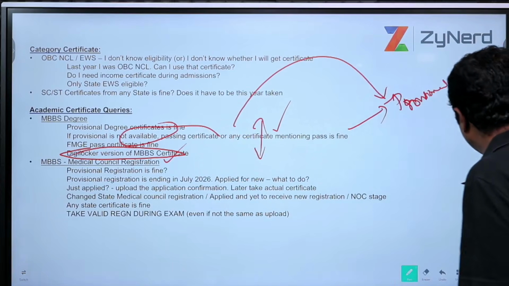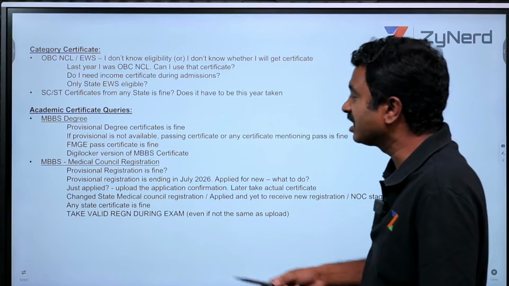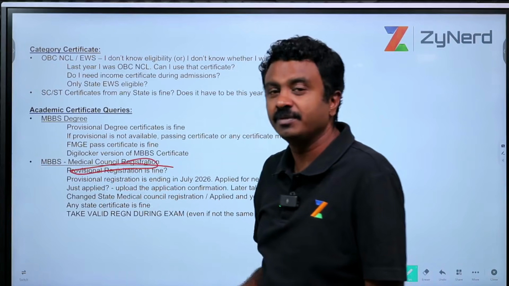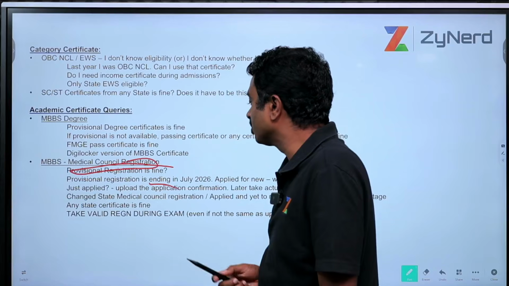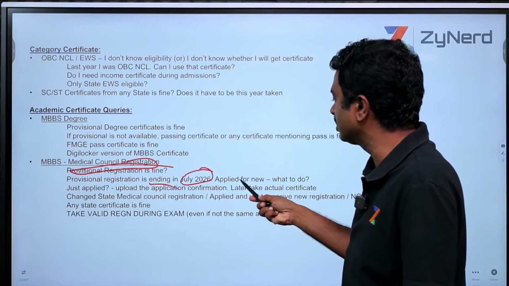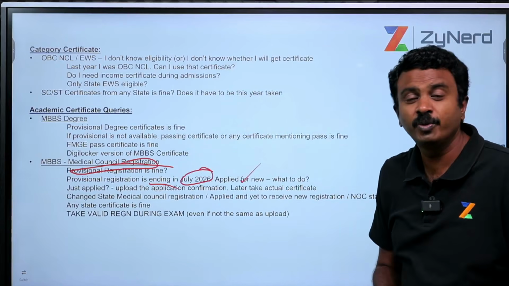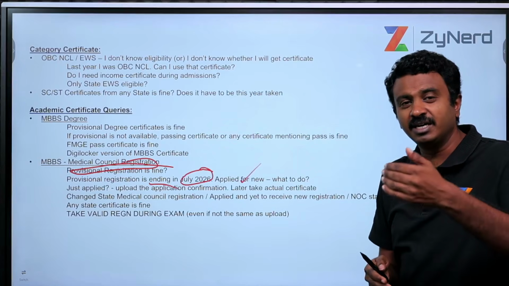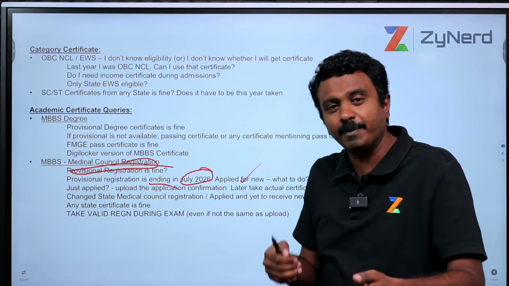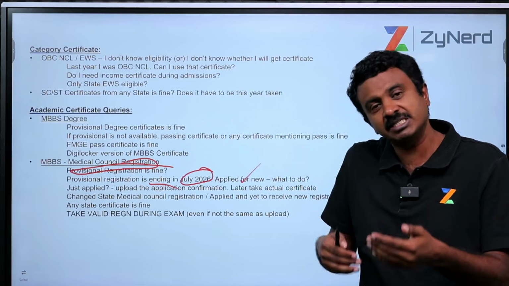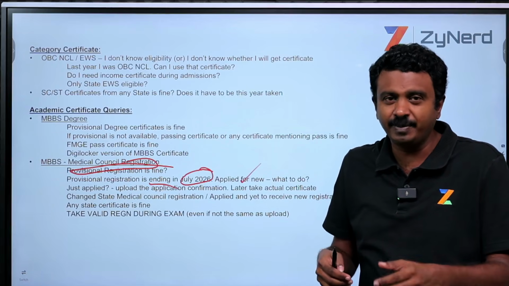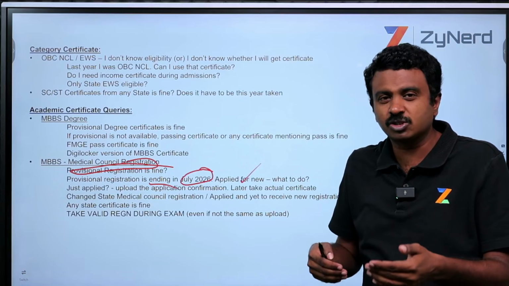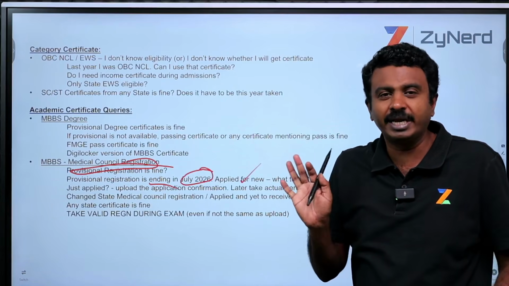Next, you have the MBBS Medical Council registration. Provisional registration is fine. Obviously, it is fine. Many would be provisionally registered only. Provisional registration is ending in July 2026. I have applied for new. What to do? You mention give the earlier registration and the application form as 2 separate pages. Put that as one single PDF. Merge both the pages. Put that as a 2-page PDF. Upload it within 1 MB size.